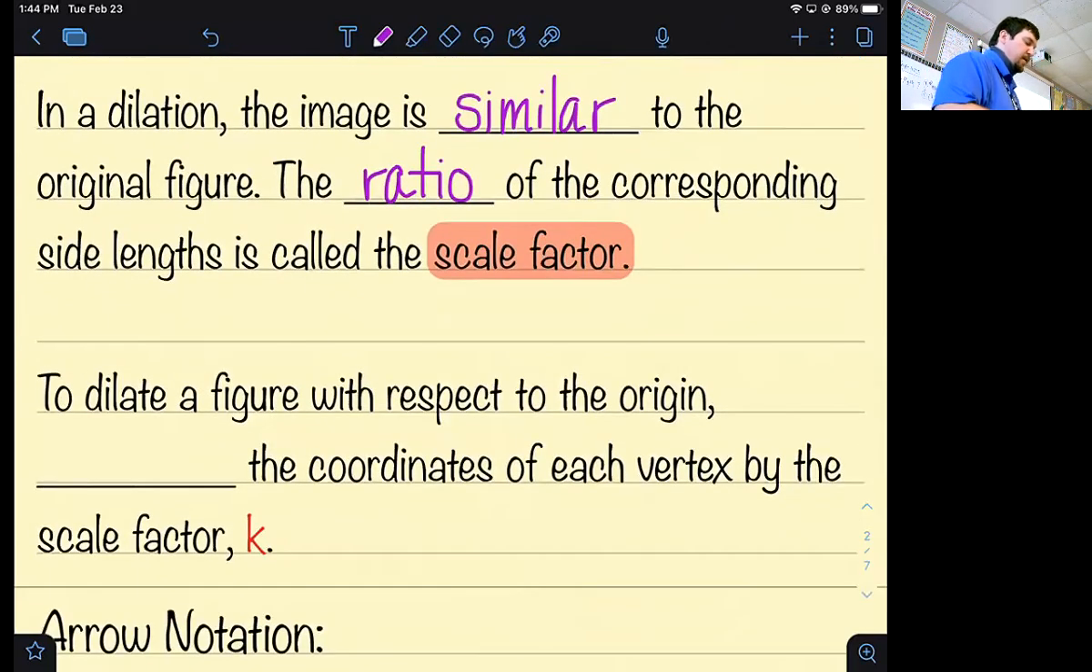To dilate a figure with respect to the origin, so we're specifically just doing the origin, although we could do any point, we're going to multiply the coordinates of each vertex by a scale factor called K. K is typically the variable chosen for a scale factor. I have no idea why. It just means that we're multiplying everything by the same number, and that number is K.